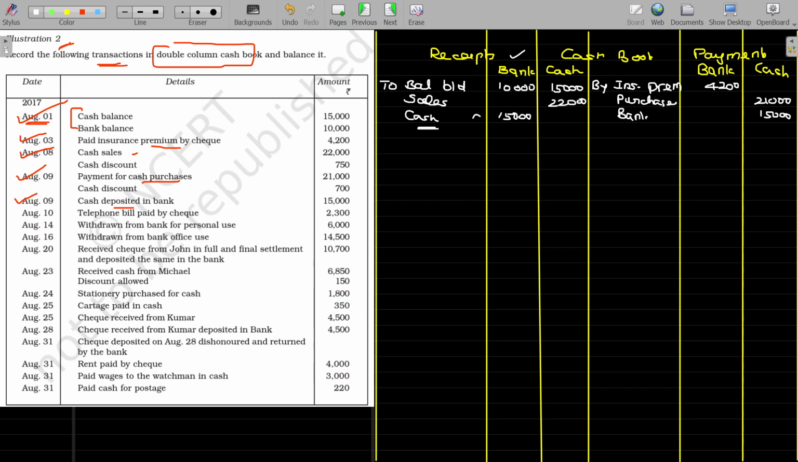I can represent this as being contra by stating a C symbol on both sides. This will be available in the ledger folio column. Anyhow, I am not going to open that. If I open a ledger folio column, in that column you have to put that C. Already I explained the meaning of ledger folio while teaching you the journal entry.